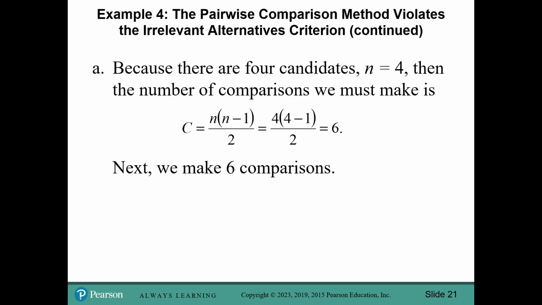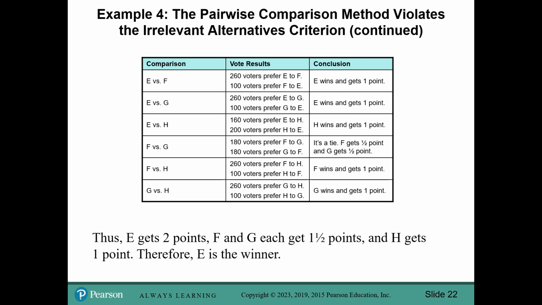Because there are 4 candidates, n equals 4. The number of comparisons we must make, remember this formula from 13.1, C equals n times n minus 1 over 2. We plug that 4 in and see that we need to make 6 initial comparisons. If you need to review the pairwise comparison method, go back to 13.1. So we're first going to compare E with F, then E with G, E with H, F and G, F and H, and G with H.